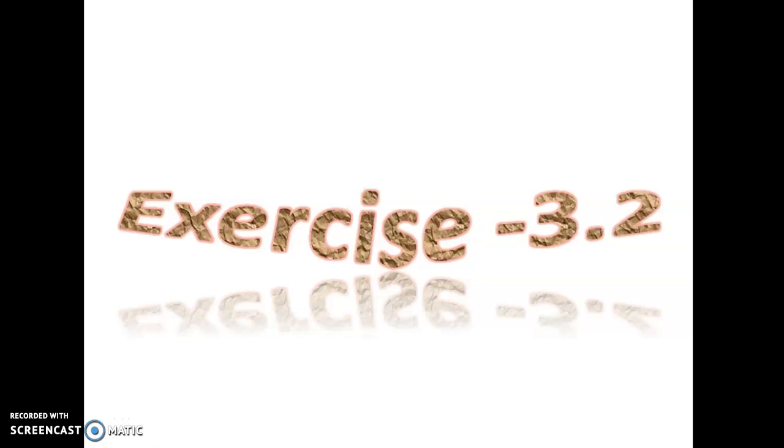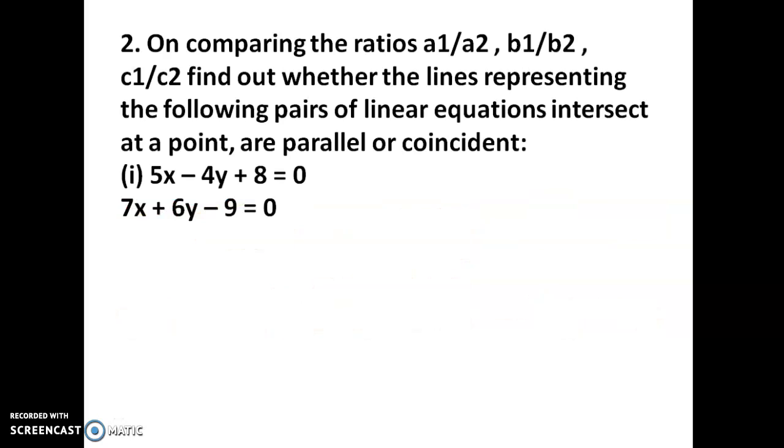Hello students, let's continue exercise 3.2 in this video. Second problem, on comparing the ratios A1 by A2, B1 by B2, C1 by C2, find out whether the lines representing the following pair of linear equations intersect at a point or are parallel or coincident. So we have to find out this ratio, and we have to find out whether the lines coincide, or are parallel, or intersect at a point. That we have to find out.